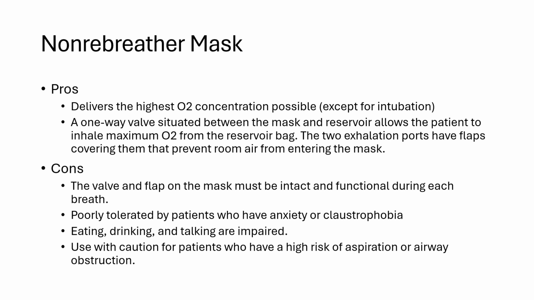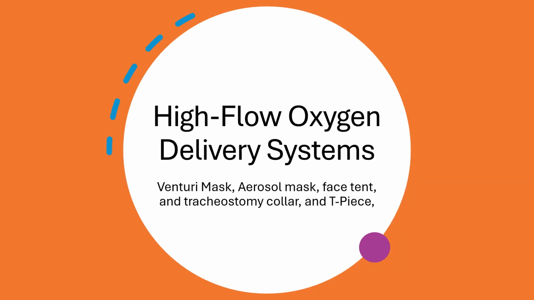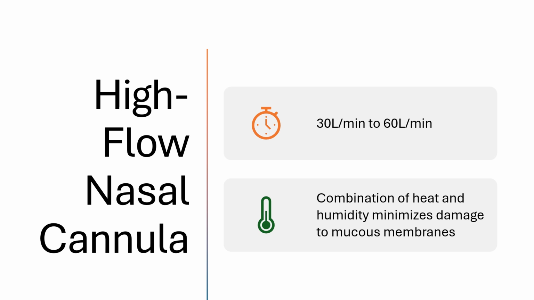So here are our high flow oxygen delivery systems. As you can see, we've got the high flow nasal cannula, and as you can see, it's delivering more liters, like 30 liters per minute, as opposed to before where we could do up to 6 liters per minute. So this can do 30 to 60 liters per minute. It just means that it has a higher flow to it, as opposed to our low flow oxygen systems. This has a combination of heat and humidity, which minimizes damage to the mucous membranes.